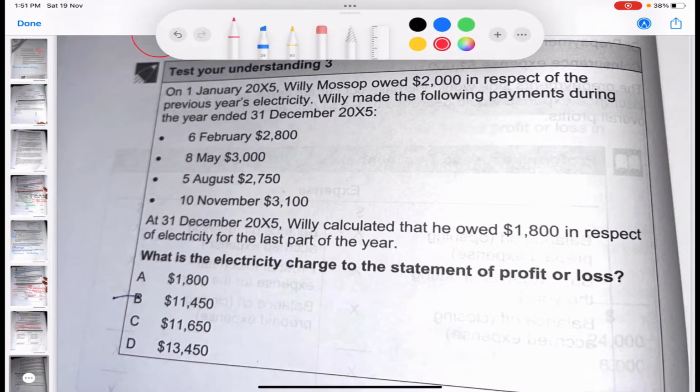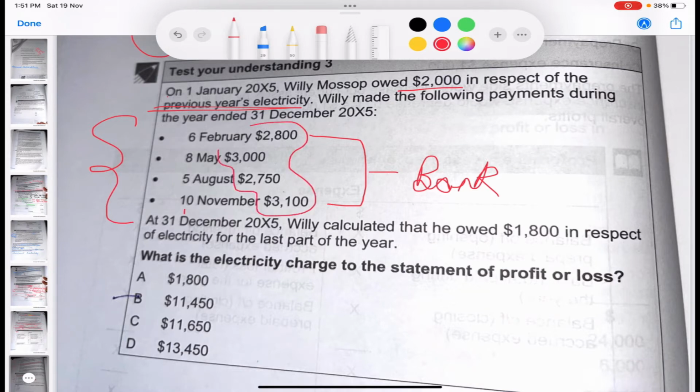Right. Now let's see. On 1st January 2005, Willie owed $2,000 in respect of previous year's electricity. That means it is Willie's accrued expenditure, because she did not pay for the previous year. That means it is accrued, right? Willie made the following payments during the year. So these are the payments Willie has made, which means this will go in our bank, right? These are all the payments she has made this year, whether this is of this year or not. This amount is what Willie has given from her bank. She has paid this year.